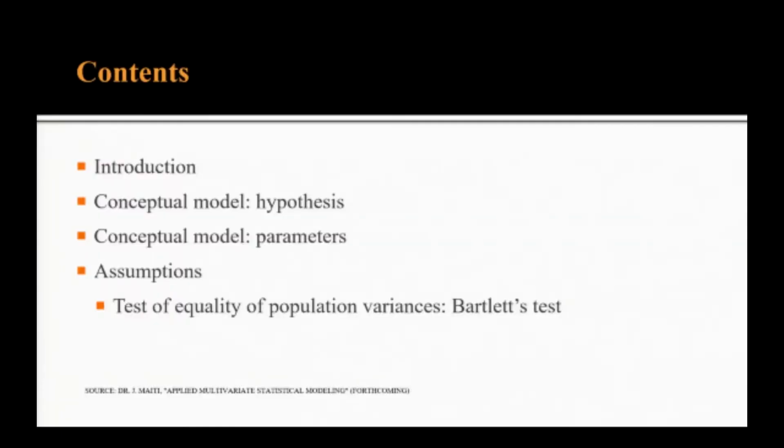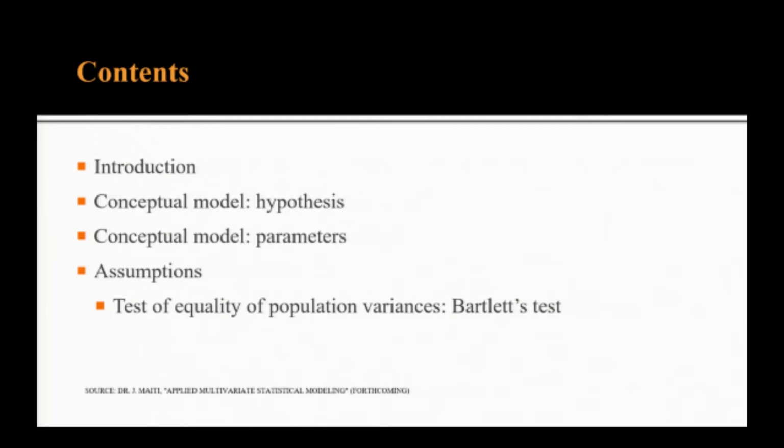You will see the conceptual model in terms of different hypotheses and the parameters, and we will also discuss the Bartlett test for testing equality of population variances. If you recall last week's lecture, we discussed multivariate inferential statistics up to hypothesis testing, considering two populations. Today you will find something more.